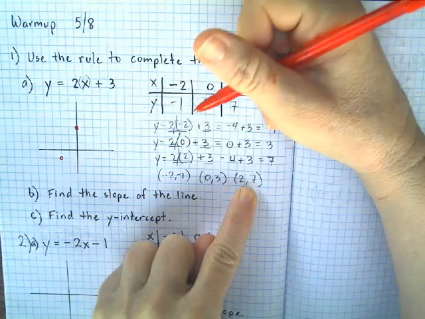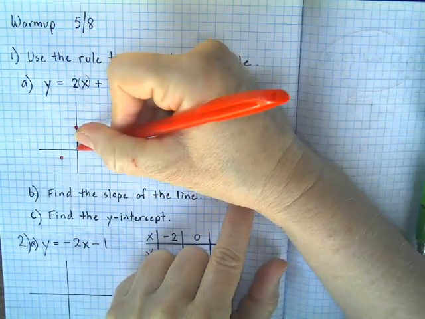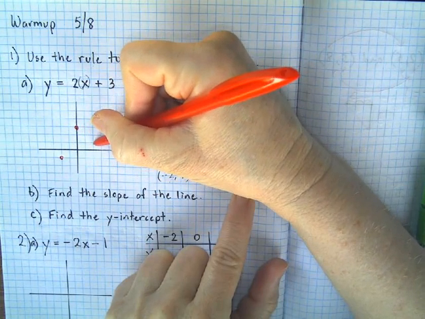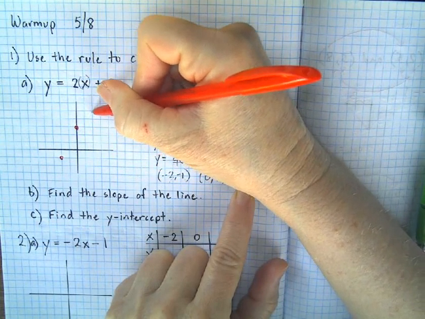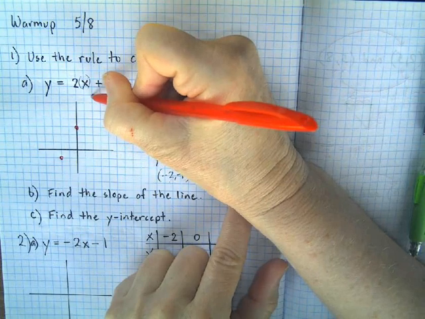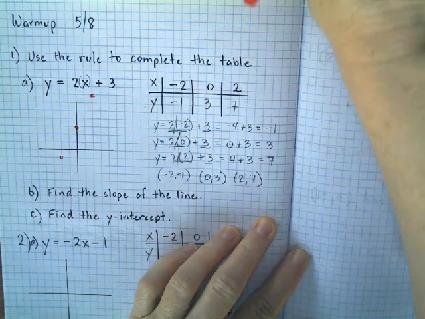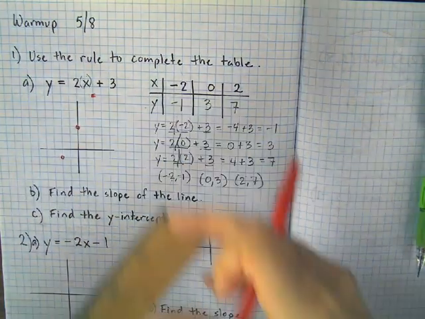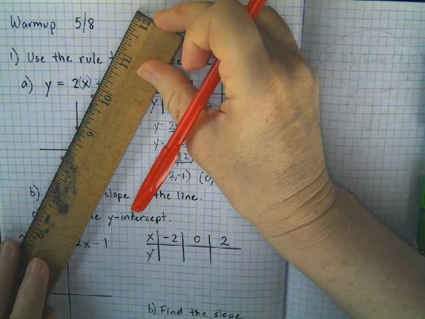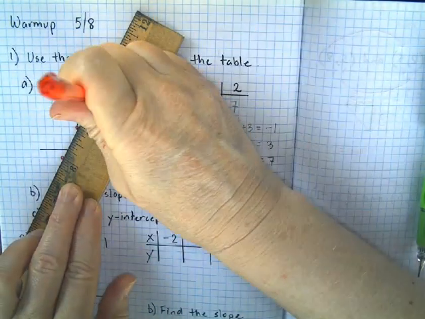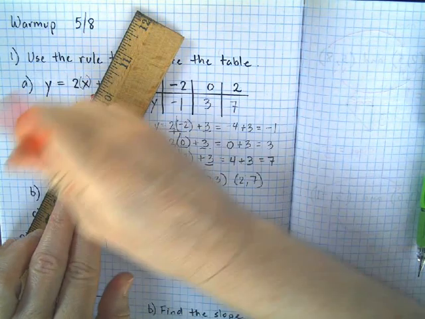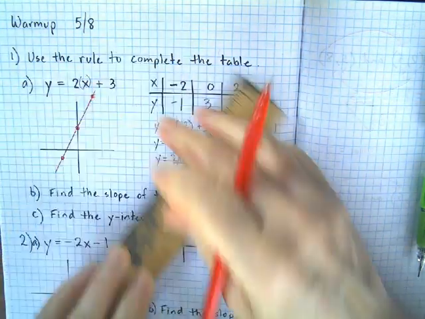And then the last one, 2 and 7. 2, and then up 7: 1, 2, 3, 4, 5, 6, 7. And we're going to connect it. Make a line. We are going to connect those. Okay, that makes a line.